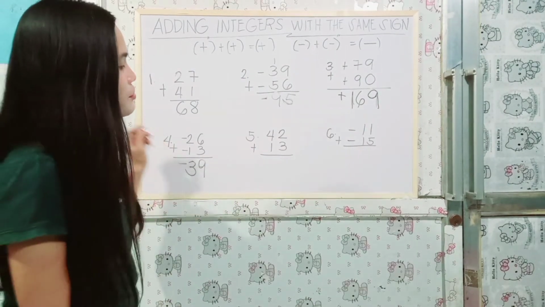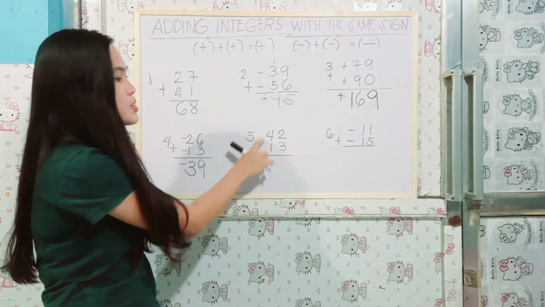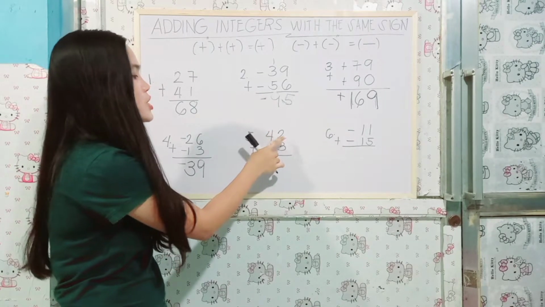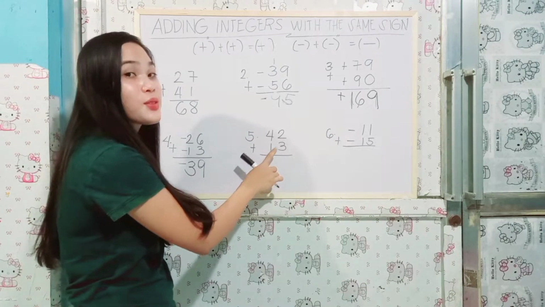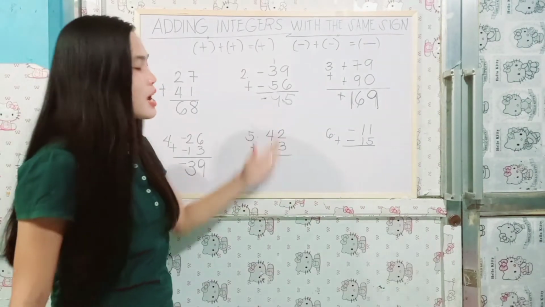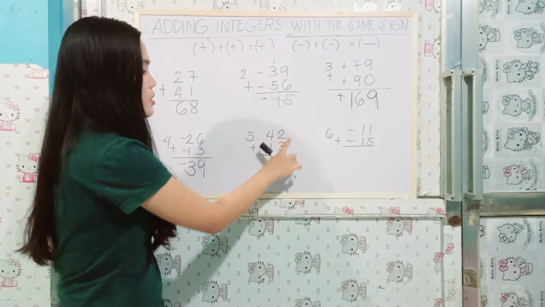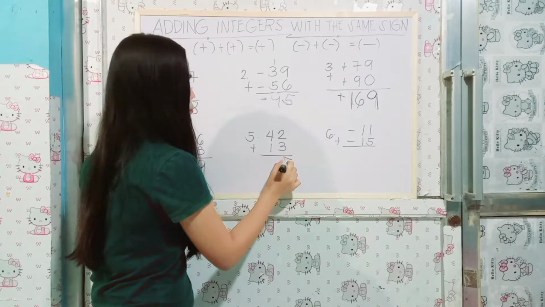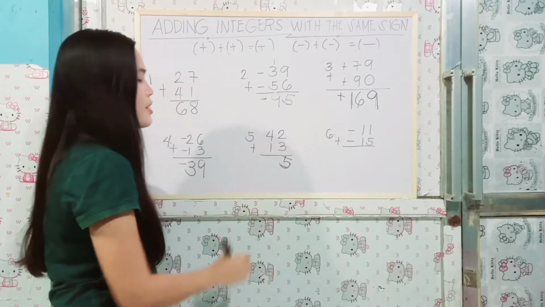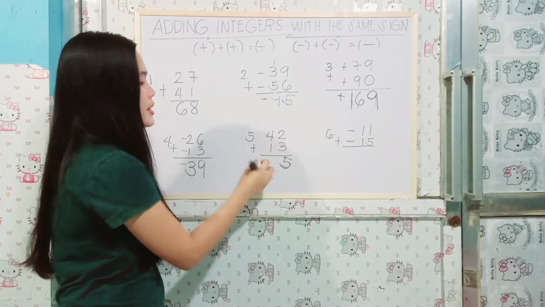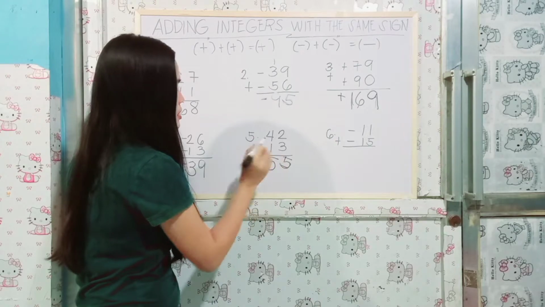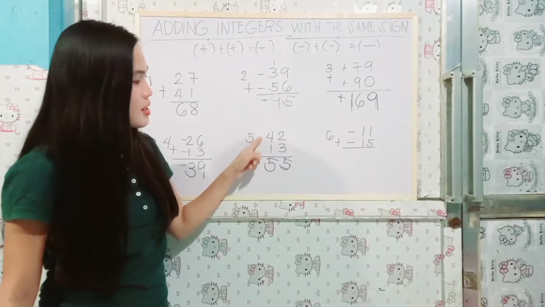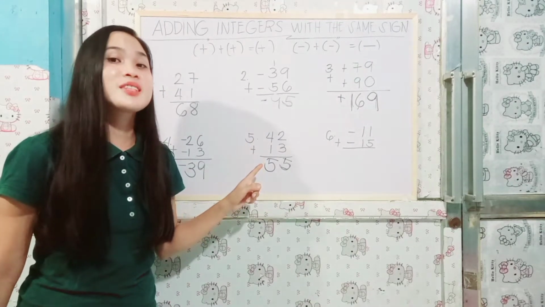Next, we have, if there is no sign, that is automatic, that is positive. Positive 42 plus positive 13. So let's add their absolute values. 2 plus 3 is 5. And then we have 4 plus 1 is 5. So the sign of our sum will be positive since our addends are positive.